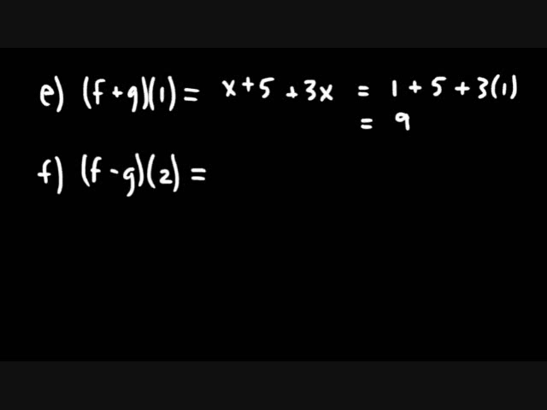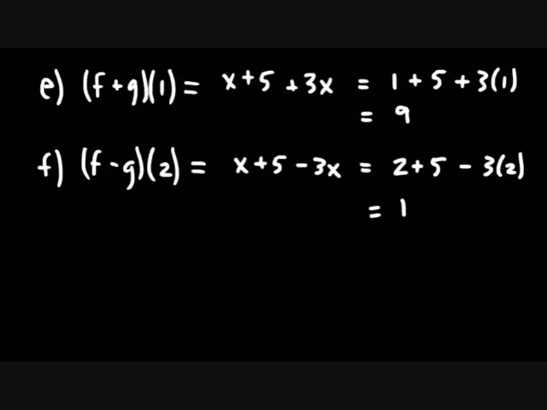For part F, which is the difference of f and g at x equals 2, all we have to do is plug in 2 into f and then into our g functions. And so then we're going to subtract. So f of 2 is equal to 2 plus 5, which is 7. And then g of 2 is equal to 3 times 2, which is 6. So 7 minus 6 is 1.